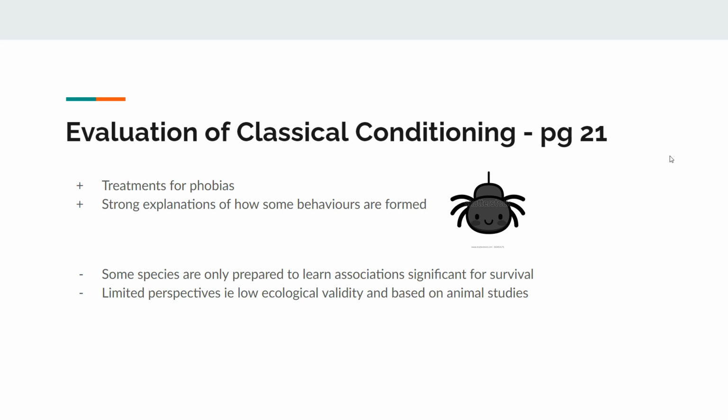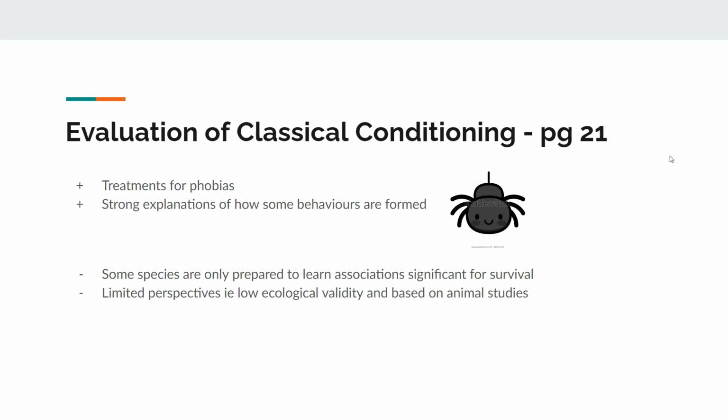The treatment is called systematic desensitization. Broadly speaking, the idea is that the thing that the person is scared of, for example, a spider, leads to fear. But systematic desensitization allows the client to replace that conditioned response of fear with a conditioned response of calm so that they're able to remove that phobia. So this is a very important strength because it allows us to help people. It's got real life application, which is really important.